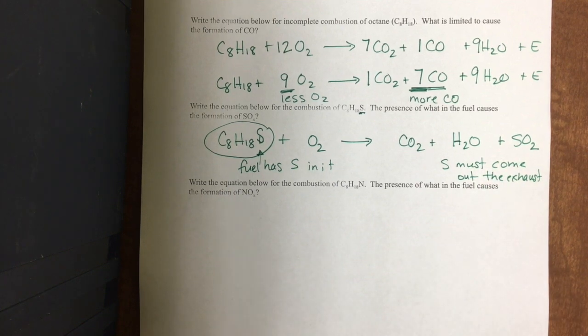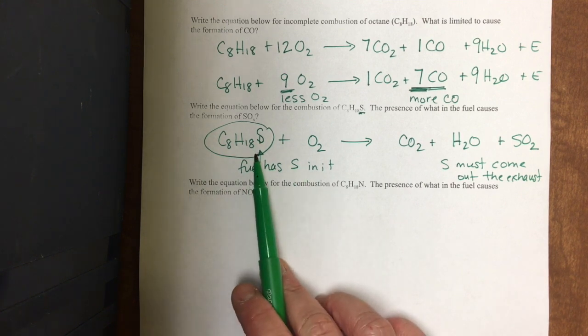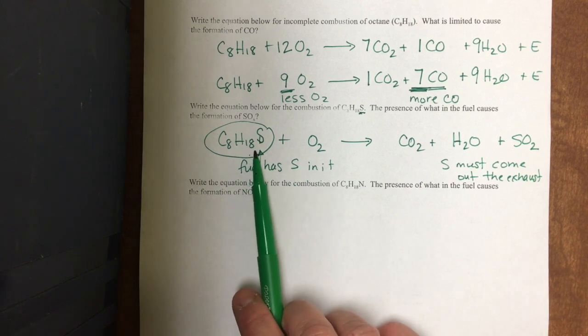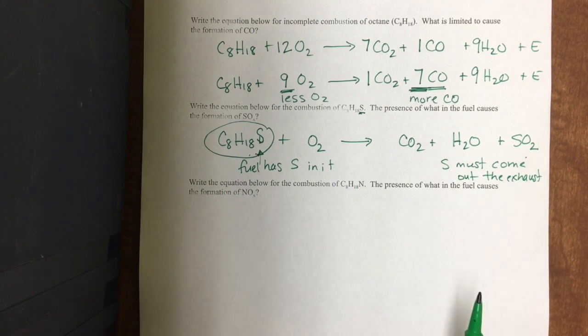This is with sulfur. One of the ways they've reduced sulfur dioxide, or SO2 or SOx, emissions is by using low sulfur diesel. What is low sulfur diesel? It's diesel fuel with less sulfur in it. If less sulfur is in it, less sulfur is going to come out of the exhaust pipe.